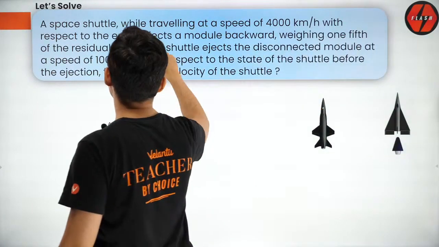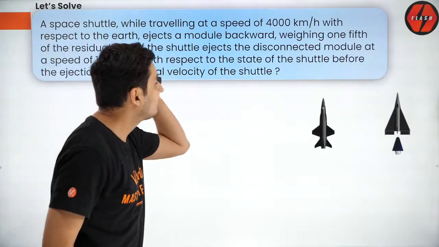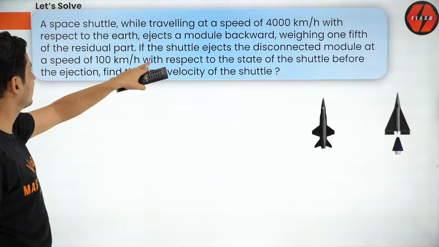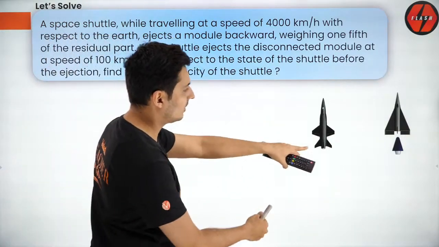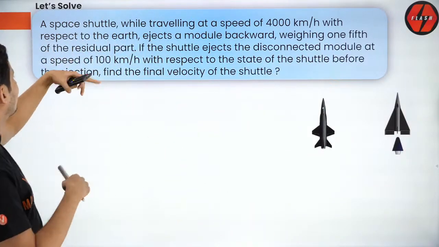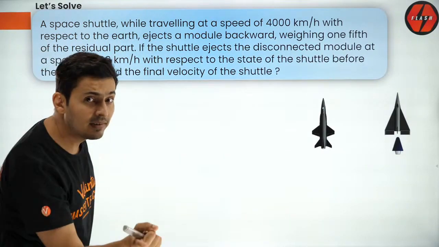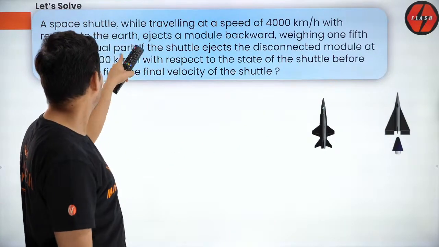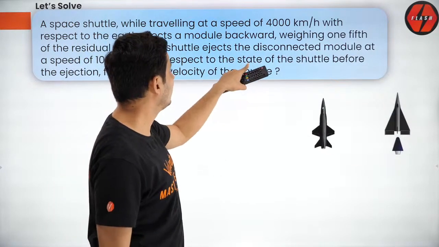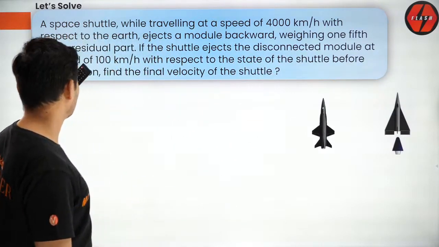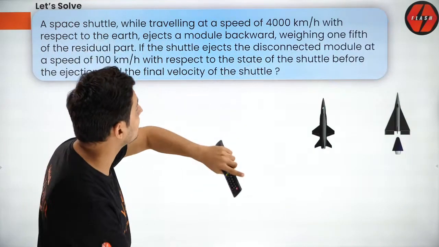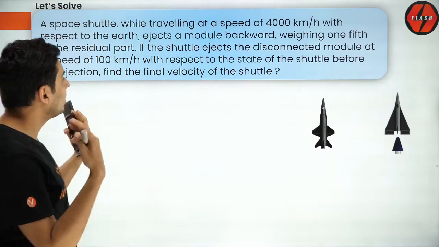So a space shuttle, while traveling at a speed of 4,000 kilometers per hour, my god, tremendous speed, with respect to the earth, ejects a module. You can see that it ejects a module backward which weighs 1/5 of the residual part. That's very important. If the shuttle ejects the disconnected module at a speed of 100 kilometers per hour, with respect to the state of the shuttle before the ejection, find the velocity of the shuttle.